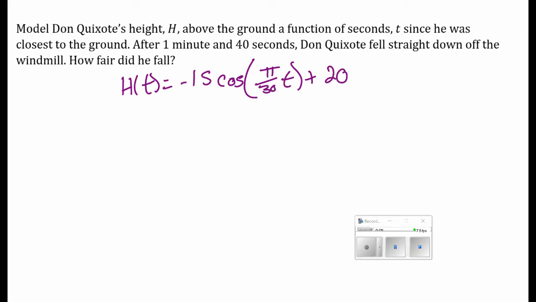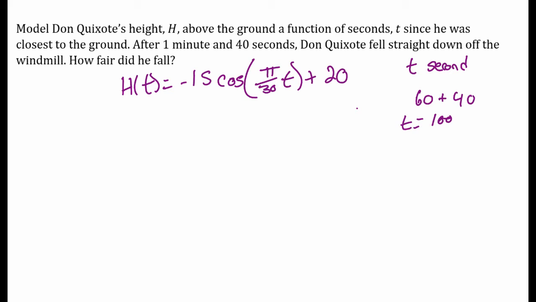After 1 minute and 40 seconds, Don Quixote fell straight down off the windmill. How far did he fall? So Don Quixote spun around for 1 minute and 40 seconds and then fell. Well, my t values are in seconds, because we said the period was 60 seconds. So 1 minute and 40 seconds, so that's 60 plus 40. 60 plus 40 is 100. So I want to know what's his height at 100 seconds. So let's find h of 100. H of 100 is negative 15 cosine of pi over 30 times 100 plus 20.